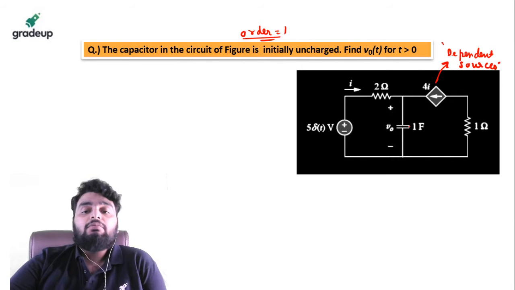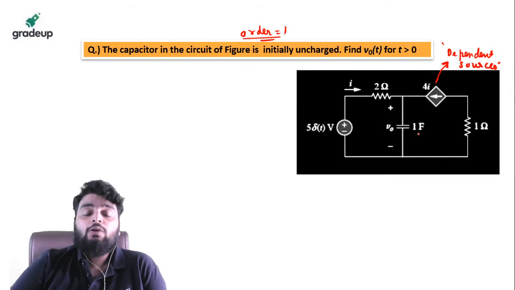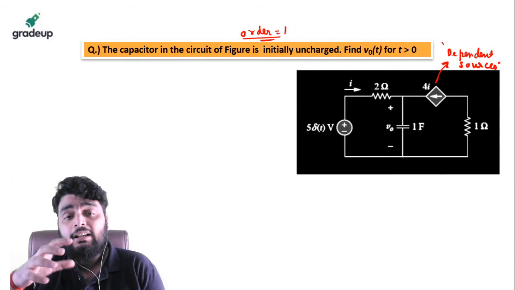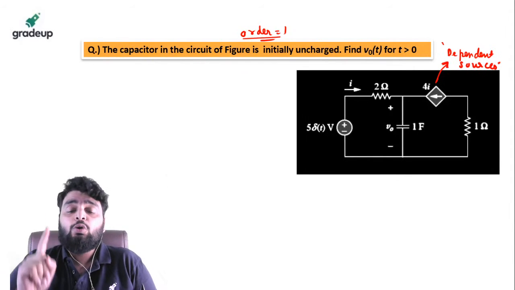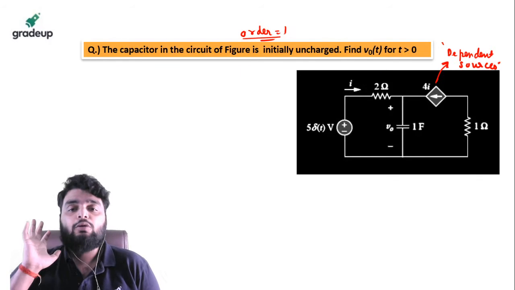Why? Because I have only one capacitor. Okay, now I want to tell you one important point. For every question of transient, whether it is a unique question or any question, the first step is to know the initial value stored in the capacitor and the initial current passed through the inductor.